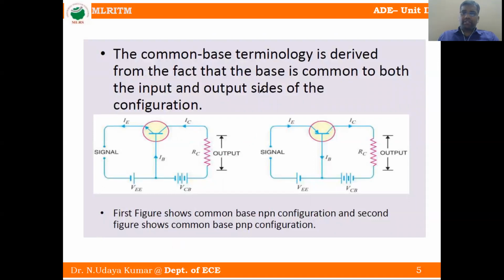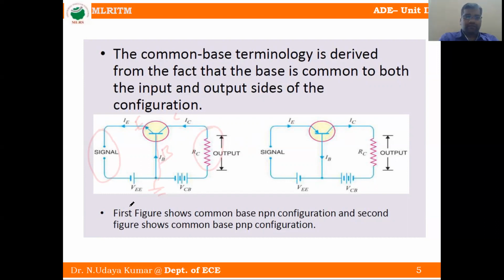The common base terminology is derived from the fact that the base is common to both input and output. Here this one is the emitter, this one is the base, and this one is the collector. You can clearly observe this. The base is common or grounded. Actually in every circuit it is grounded, here it is not shown. So this base point is common to both input and output.